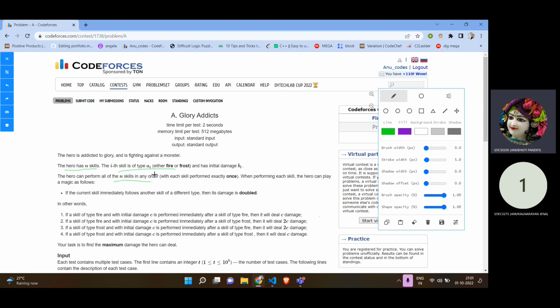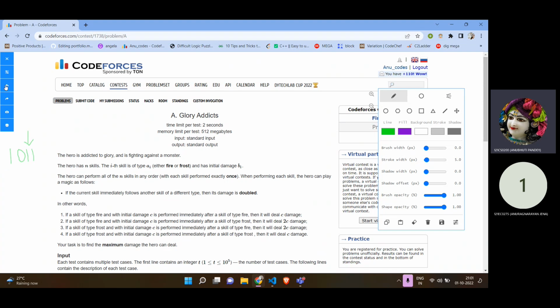Also, we were given that if the hero performs any other skill of a different type after the current skill, then the damage can be doubled. Means if he performs a skill of 1 after 0, then also the damage is doubled. Or if he performs 0 after 1, then also the damage is doubled. So you have to find the maximum damage the hero can give to the monster.